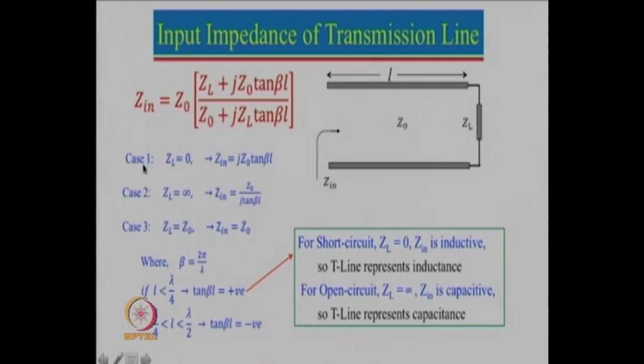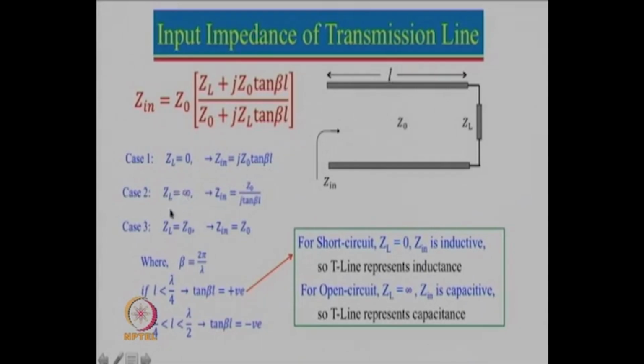So, I will just take a few cases here. ZL equal to 0. What does ZL equal to 0 imply here? This will be a short circuit. So, if it is a short circuit, we put ZL equal to 0 here and here. This expression gets modified to jZ0 tan beta L.